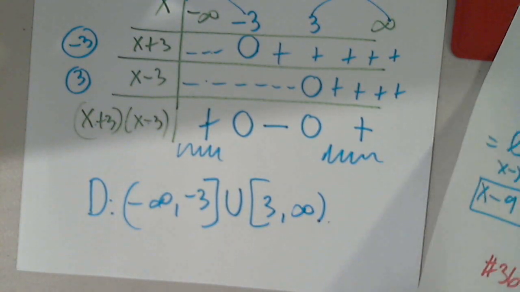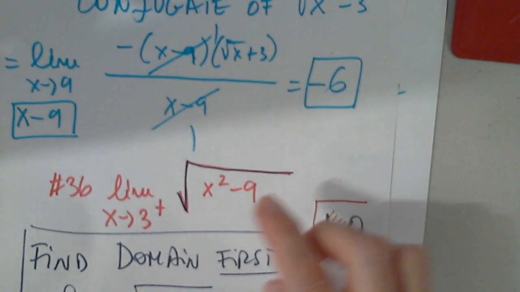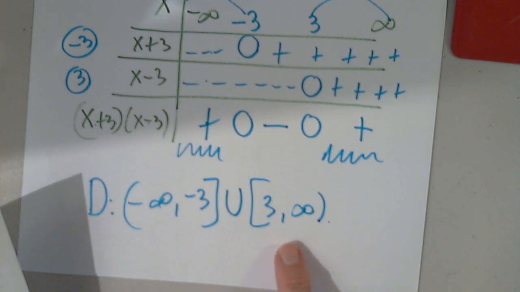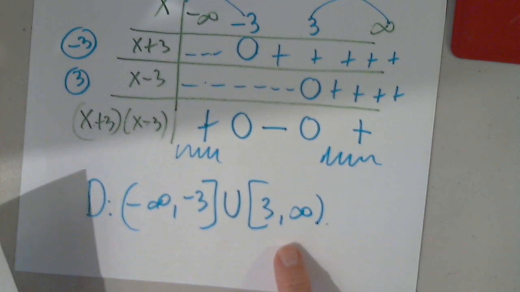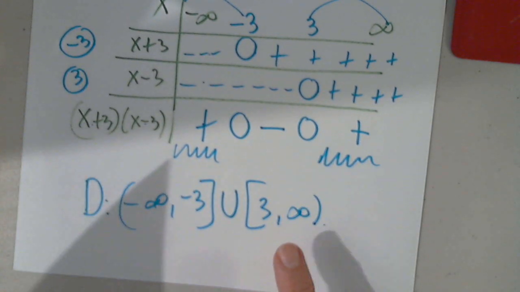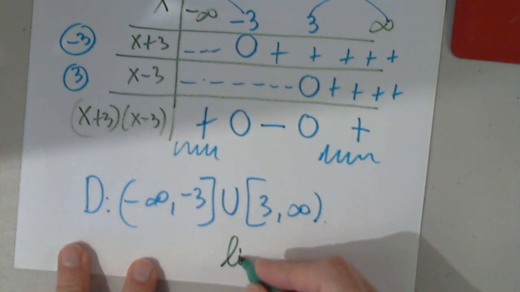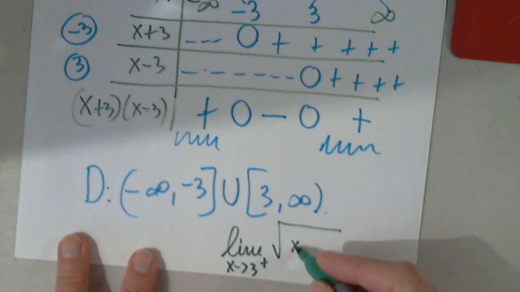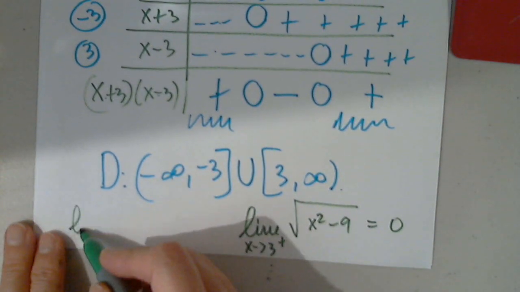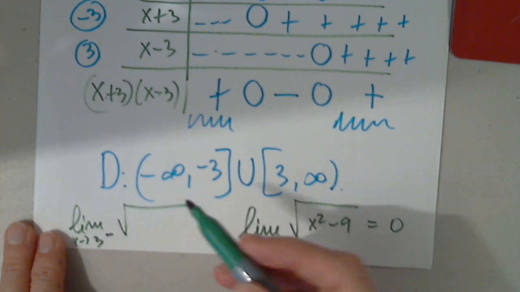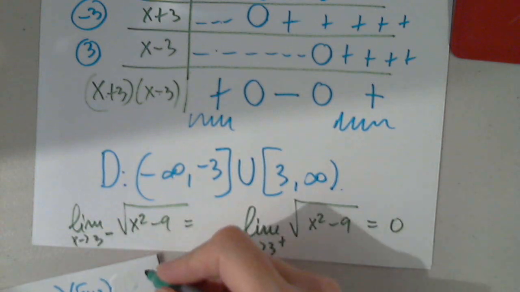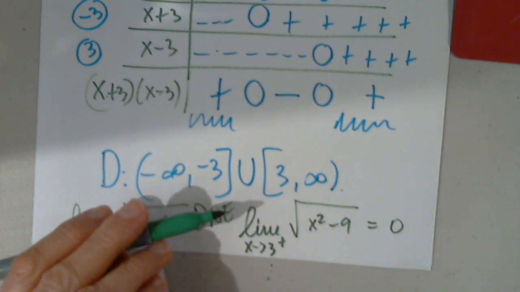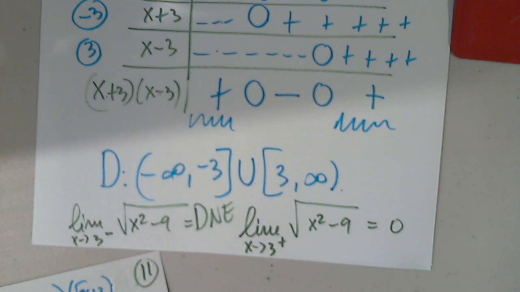Okay. Finally, I'm ready to answer this. 3 from the right. Is the function defined at 3 from the right? It is. So the answer will be 0. So the limit as x approaches 3 from the right of the square root of x squared minus 9 is 0. What if I ask, find the limit as x approaches 3 from the left of the square root of x squared minus 9? What would you say? Excellent. Of course, the function does not exist from the left of 3. Great job. Thank you.